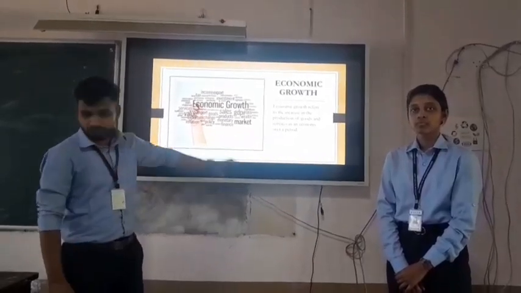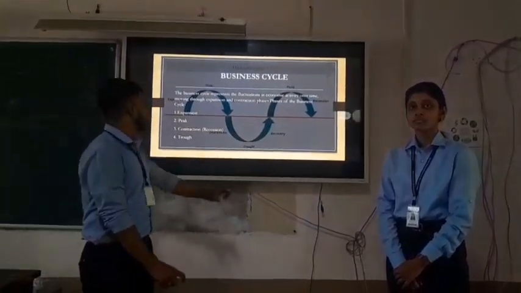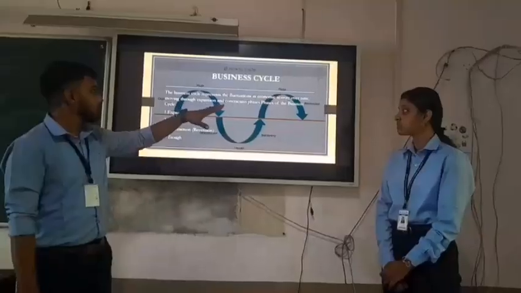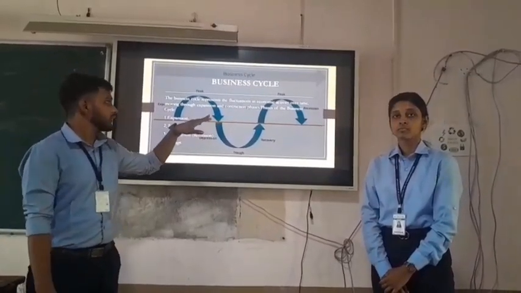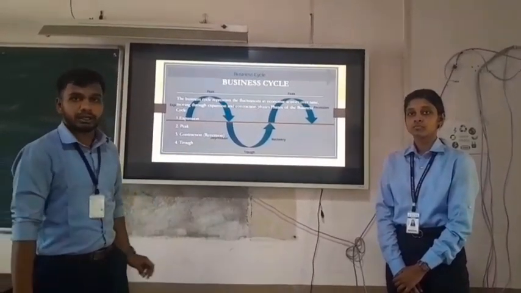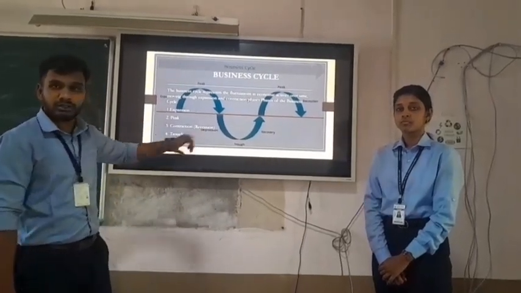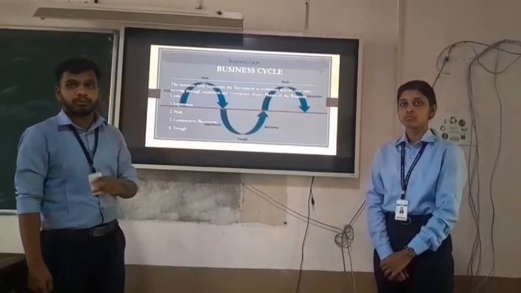Next is the business cycle. The business cycle represents the fluctuation in economic activity over time, moving through expansion and contraction phases. There are four phases. The first one is expansion, the second is peak, the third is contraction, and the fourth is trough.